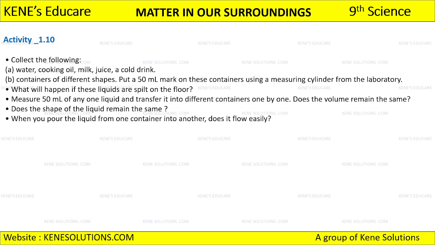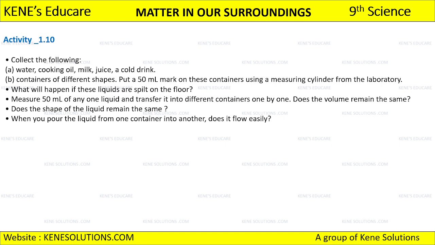So you have to take a measuring cylinder, put a 50 ml mark on the containers, and collect water, cooking oil, milk, juice, and cold drink. Then you have to check what will happen if these liquids are spread on the floor. Then measure 50 ml of any one liquid and transfer it into different containers one by one. Does the volume remain the same? Does the shape of the liquid remain the same? And when you pour the liquid from one container into another, does it flow easily?